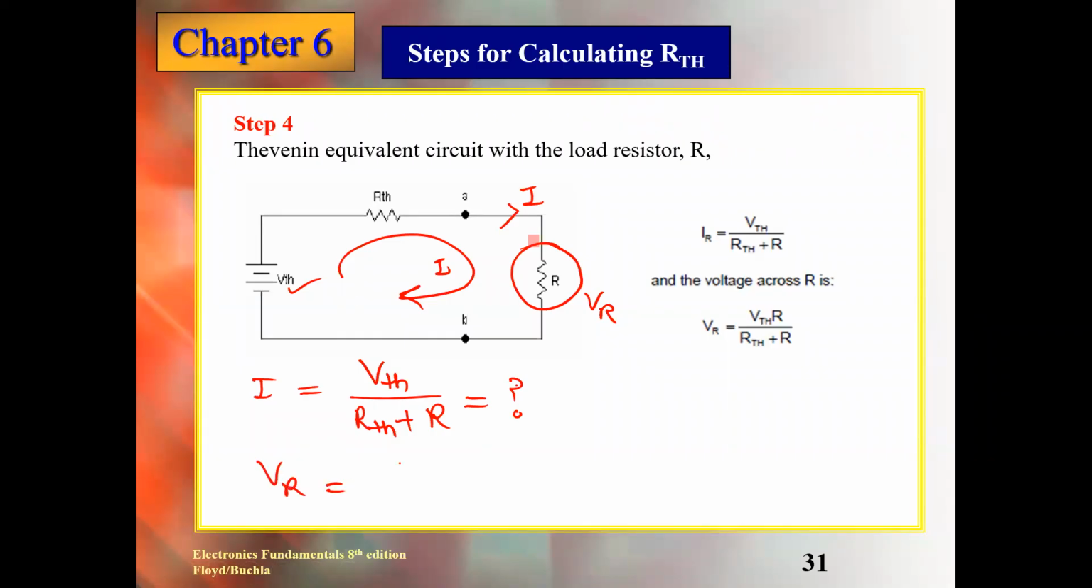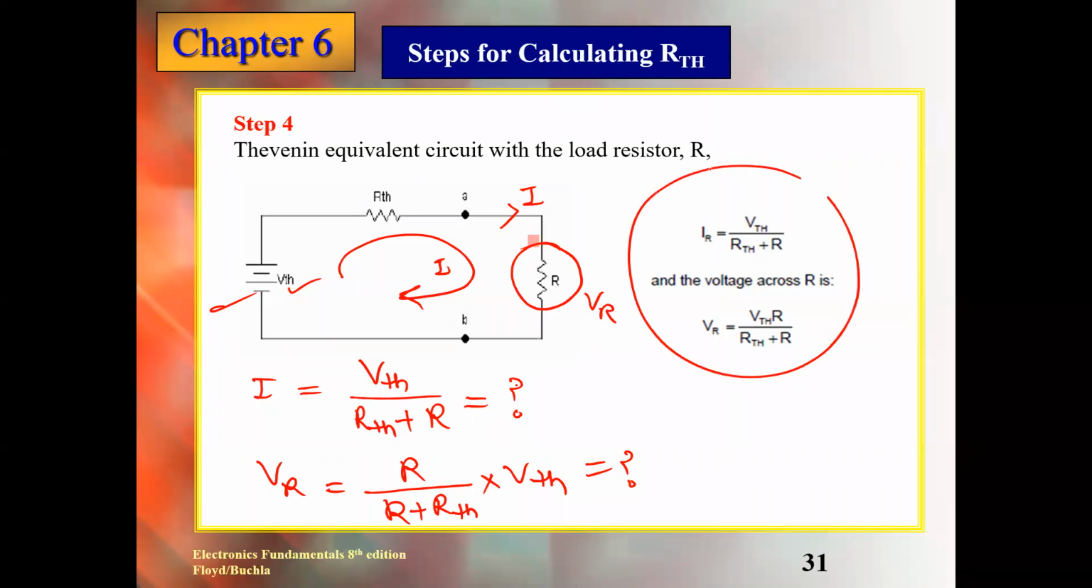VR will be R over R plus RTH multiplied by total voltage, which is VTH. Then you can get this one. Is it clear? Yes. Okay, so this is mentioned here, these two also. So after that, you can do this one.